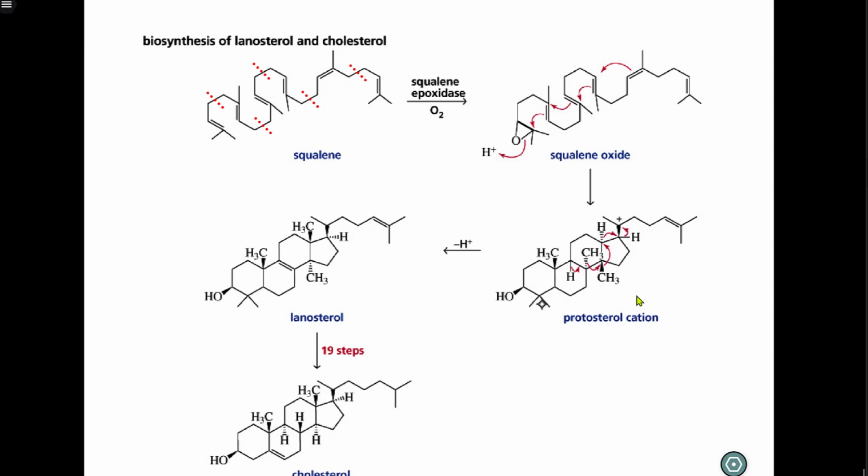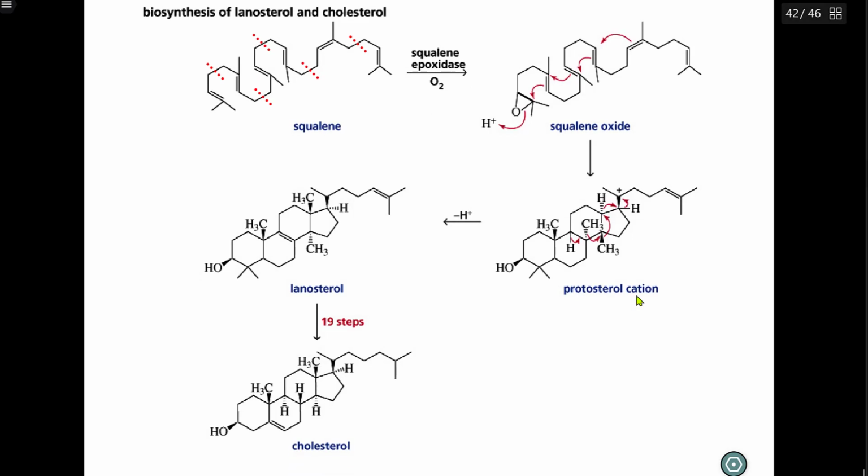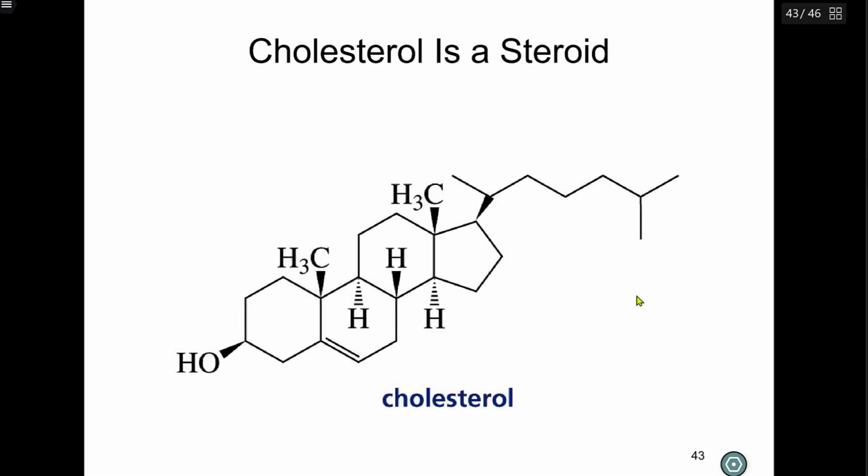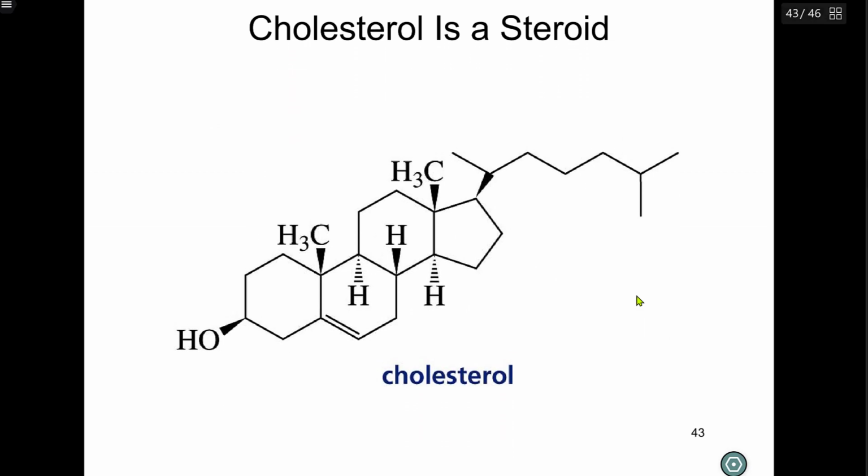But yeah, so anyways, that's what happens. And then you have this protosterol, and then lanosterol, and then you have cholesterol. Like it says, 19 steps. These steps are enough to look at, right? But I just wanted to give you the idea that squalene, right, is the precursor of cholesterol. Now it's a steroid, right? Cholesterol is a steroid. It has this shape.